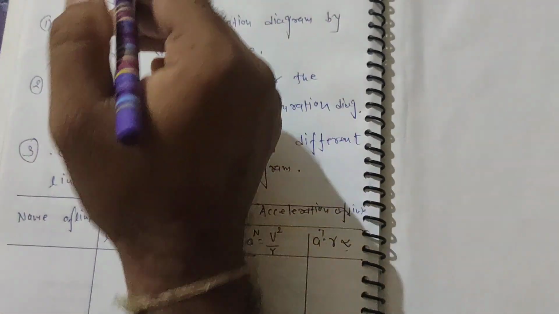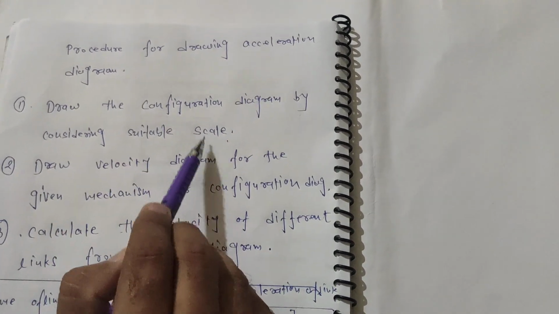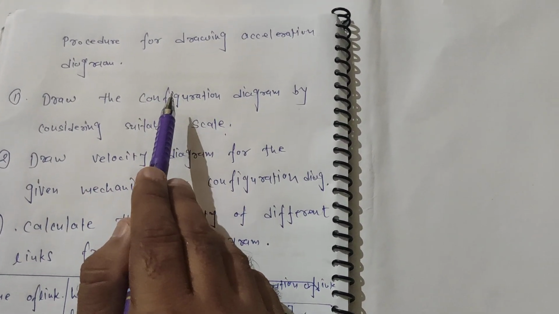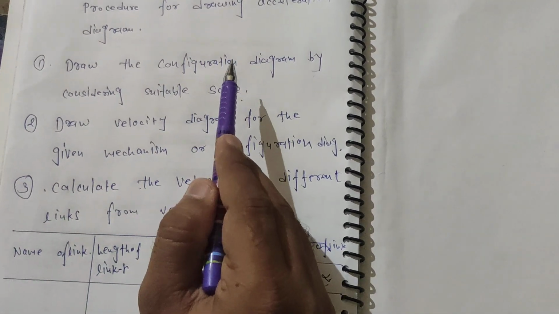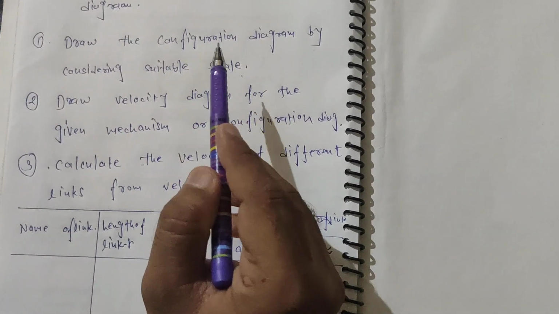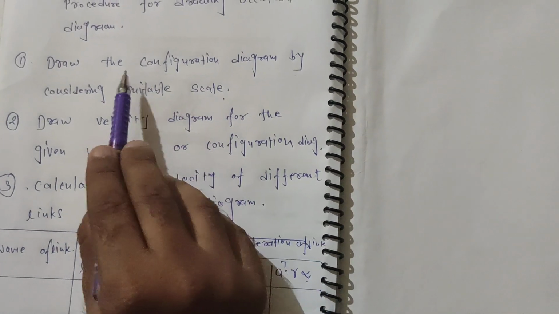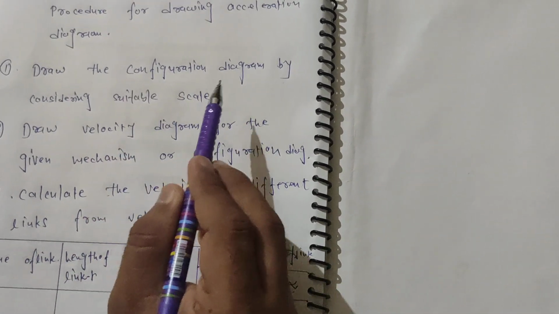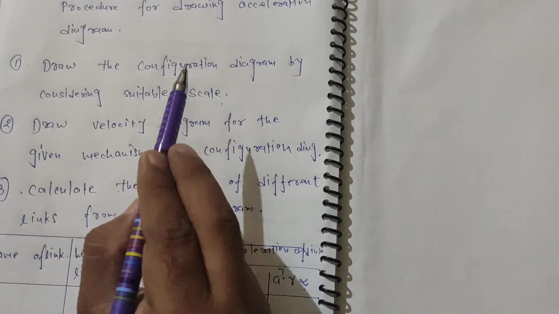Okay, so procedure for drawing acceleration diagram, once again I have to repeat. Draw the configuration diagram by considering a suitable scale. This configuration diagram is most of the time given, but if it is not given, then by understanding the data, we have to draw it. And when we draw it in our answer, we draw it using a convenient scale. Okay, it is not necessary to draw that diagram with an exact scale.